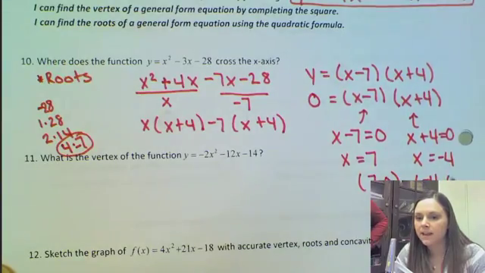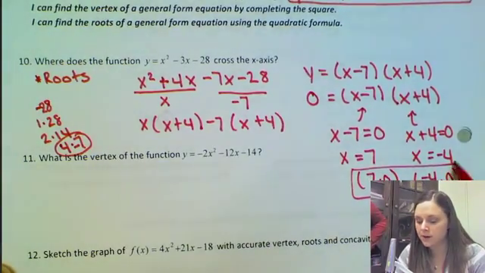For this one, we get x equals 7. On this one, we get x equals negative 4. So those would be our two roots. You can also write them as ordered pairs as 7, 0 and negative 4, 0. And we're done.